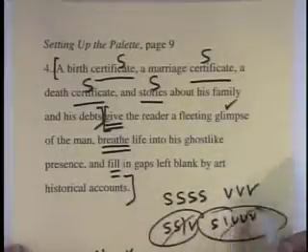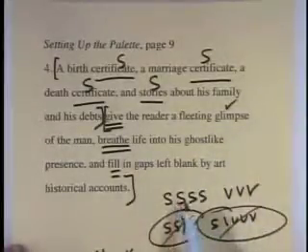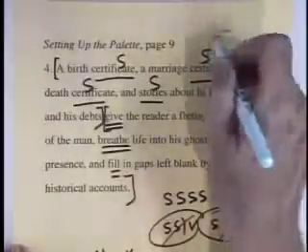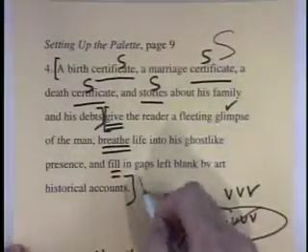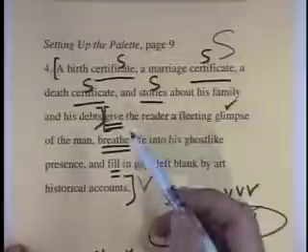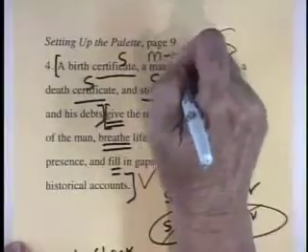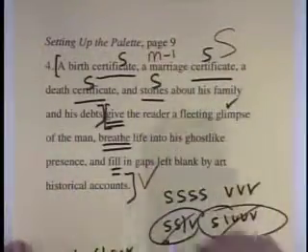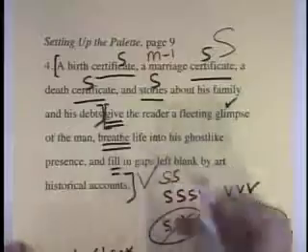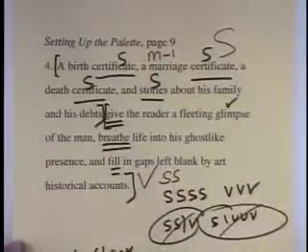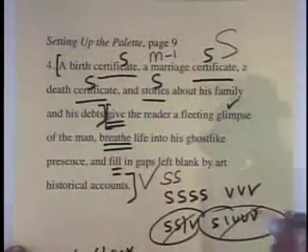But these subjects all come in a row. Subject, subject, subject, subject. You might put a big S over the whole thing. And these verbs all come in a row. Give, breathe, fill. So this is a main clause. One main clause. And it forms one simple sentence. It just has more than one subject and more than one verb.